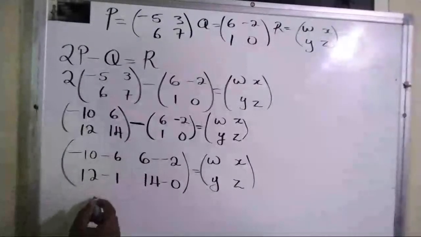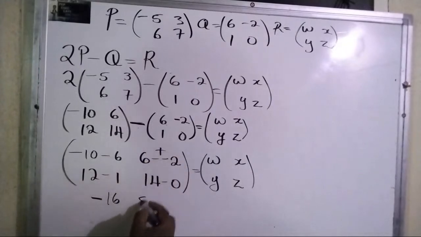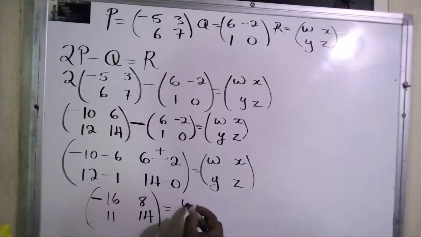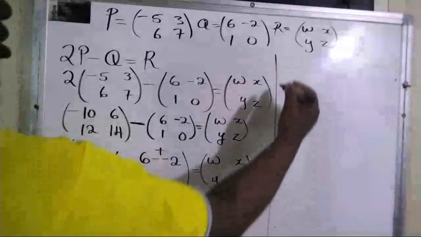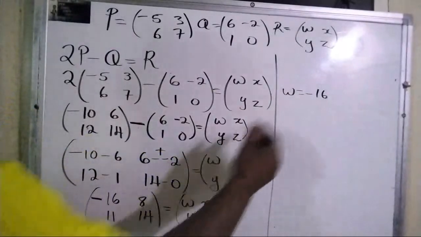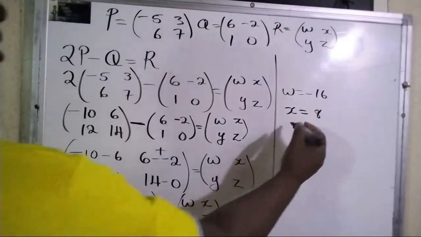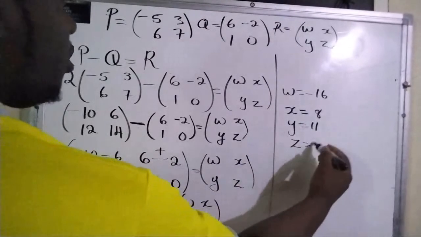Alright, this will give us negative 16. This will become plus, so that becomes 8. 12 minus 1, 11. And that will give us 14. Bear in mind, this must be 12x, y, z. So basically we get the answer now. So it means that w is equal to negative 16. X is equal to 8. Y is equal to 11. And Z is equal to 14.